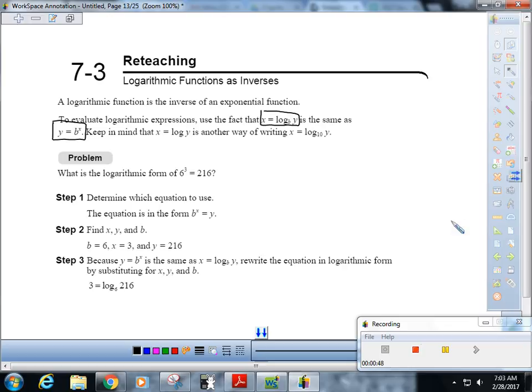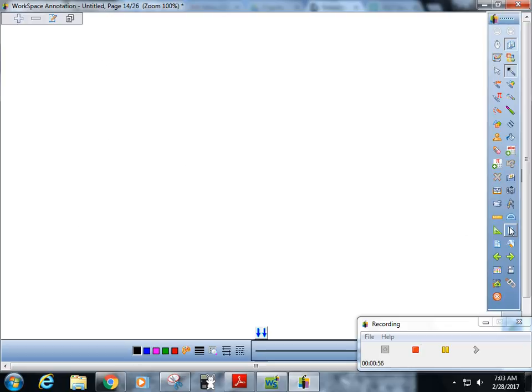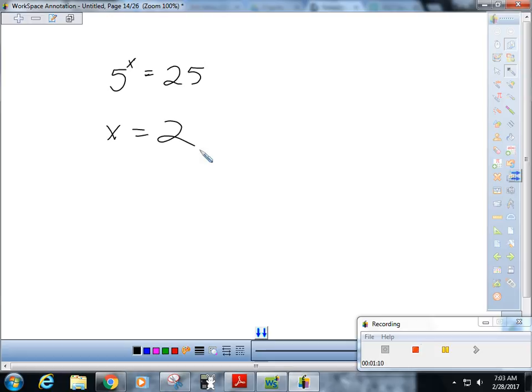So I should probably back up for a second. Here's what we're doing. Let's say that you had 5 to the x power equals 25. Well, you would know that x was 2. I think you could just kind of guess and check that. But what if we had 5 to the x power equals 26.79? Well, what the heck is that?